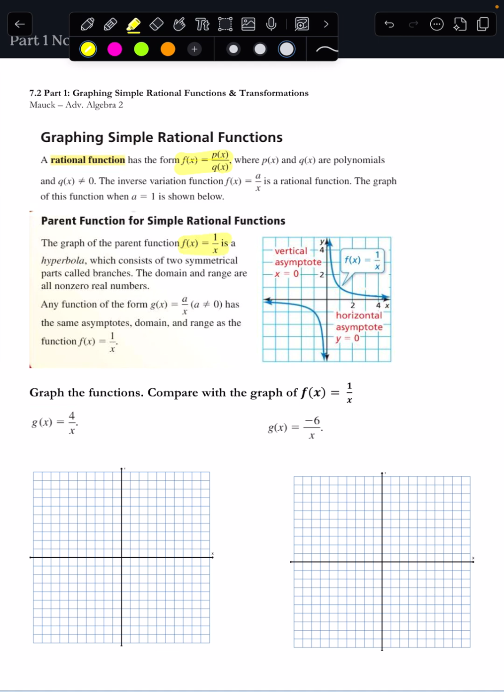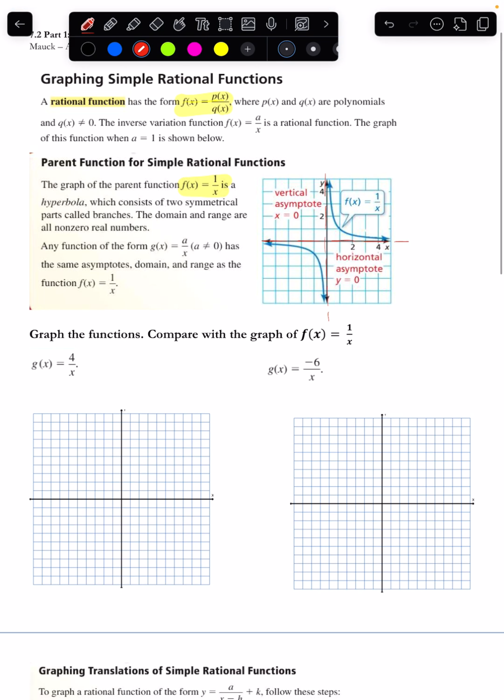This is our parent function. And so you have the graph here to the side. Notice that you have a vertical asymptote on that y-axis and a horizontal asymptote on the x-axis. That is always going to be the case in these functions. And then everything else you have is going to be these points here. Those are really the only two you need to memorize, 1, 1, and -1, -1. The others you can easily find with an XY chart.